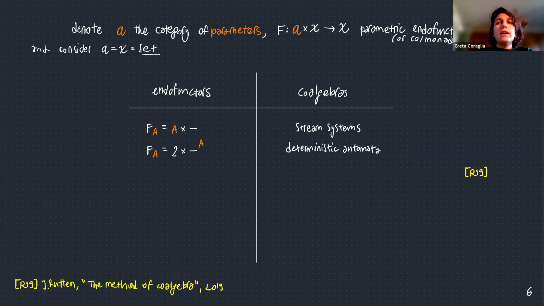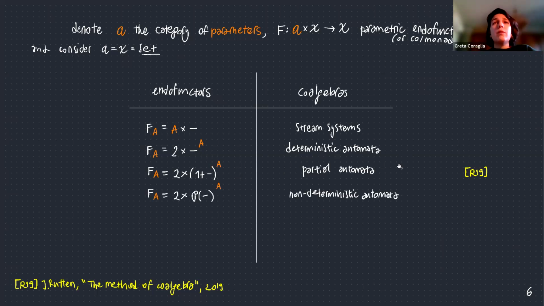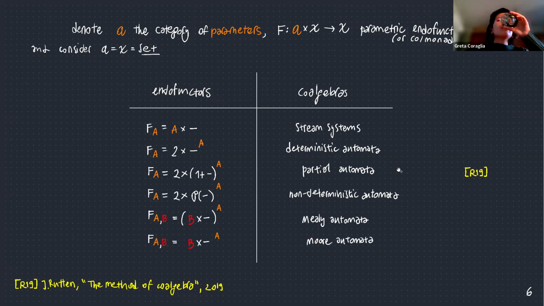Of course, we can combine the structure of sets differently. So for example, we can describe a comonad whose coalgebras are deterministic automata. And then we can also make partial automata, just by adding a non-terminating marker. We can also describe non-deterministic automata, just taking the powerset. And if we want to make things a bit harder for ourselves, then we can describe what are called Mealy automata and Moore automata.